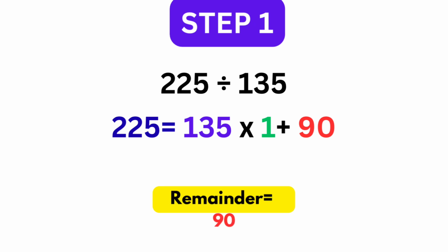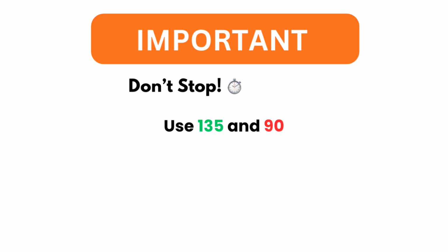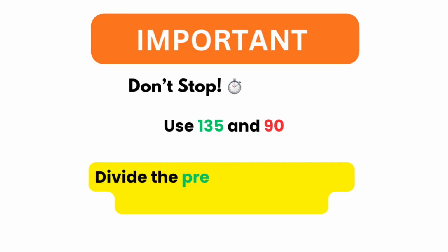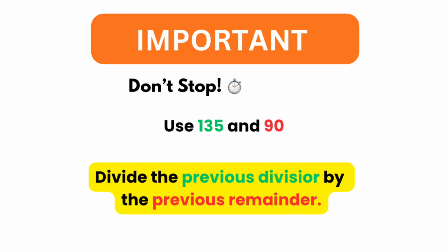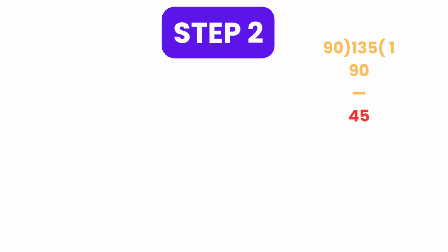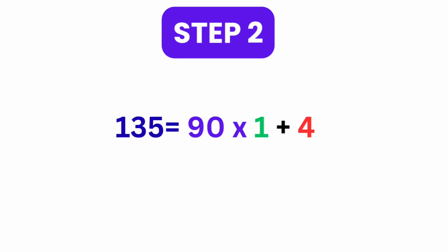But we are not finished yet. This is where students often get confused. We don't stop after getting 90. We take the previous divisor 135 and the remainder 90 and divide again. So now we divide 135 by 90. 90 goes into 135 one time and 45 is left. So our next equation is 135 equals 90 multiplied by 1 plus 45.